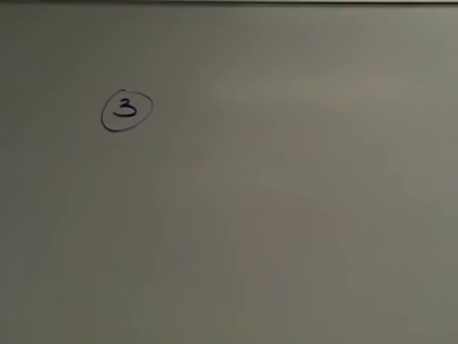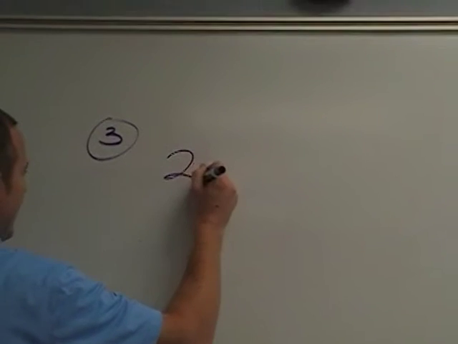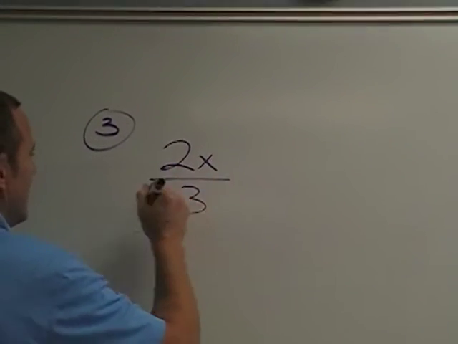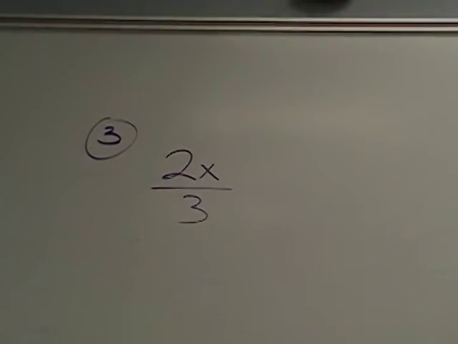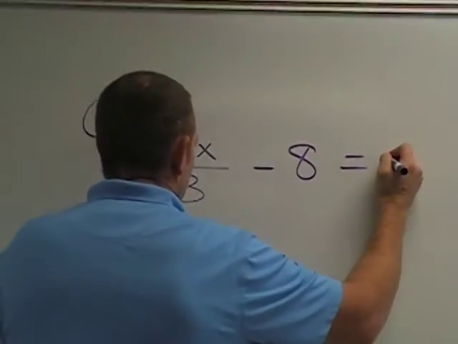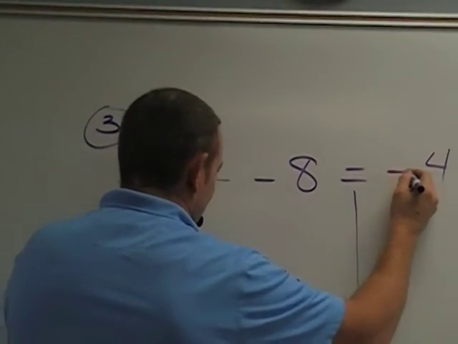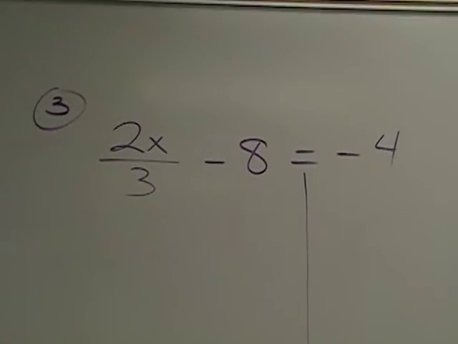Let's get a little bit harder here. Number 3 on your paper. Let's put a little fraction in here while we're talking fractions. We got 2x over 3, nice and neat. Give yourself some space, right? We got minus 8 equals negative 4. I'll put the wall in there just for you, just to keep ourselves organized.